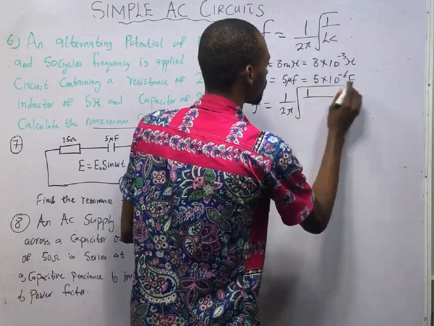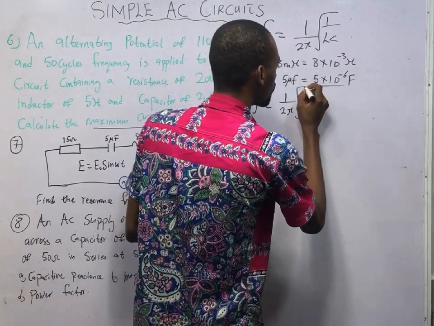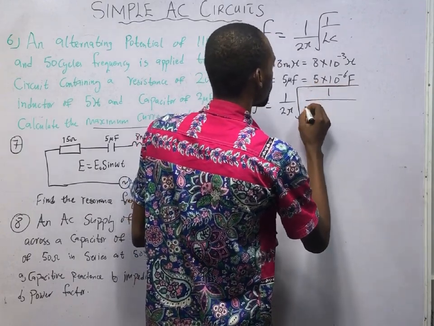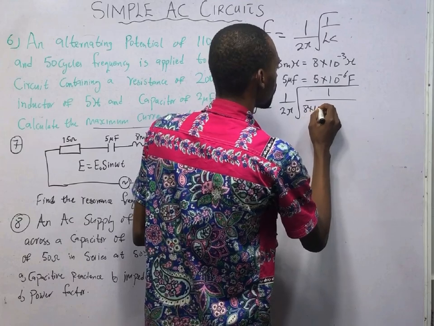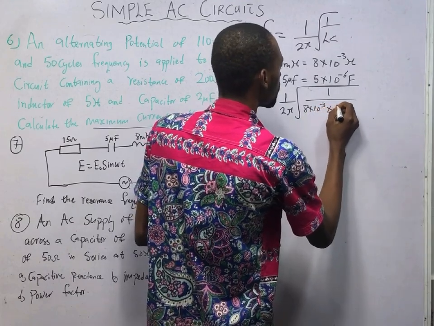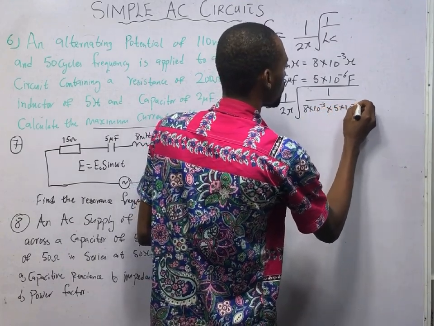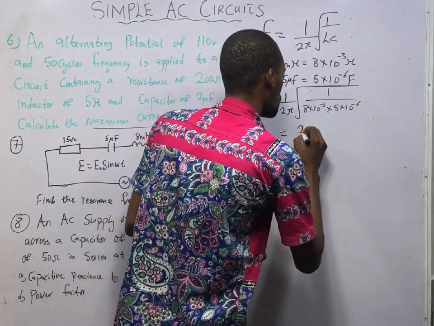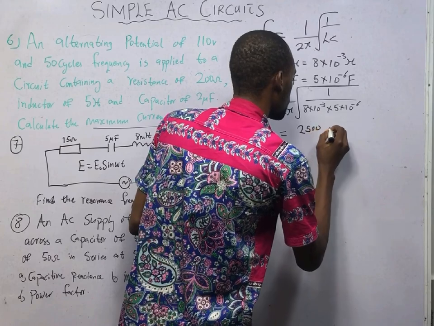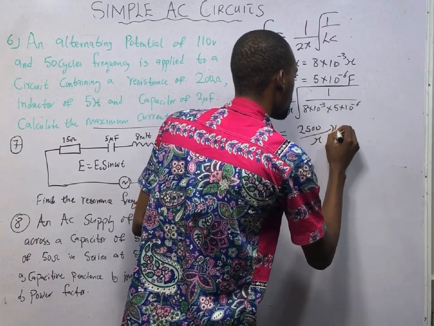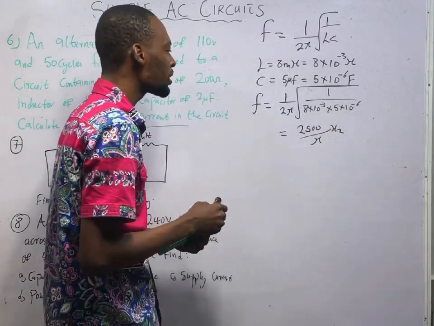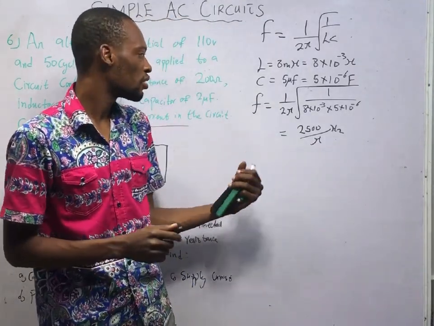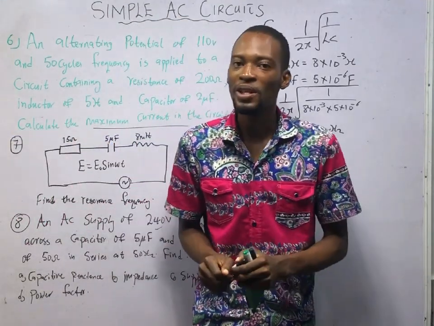1 over the square root of inductor 8 times 10 to the power of minus 3 times 5 times 10 to the power of minus 6. So solving this, you should arrive at 2500 over pi hertz. You can choose to break it down further by taking pi to be 22 over 7. So this is the resonance frequency.